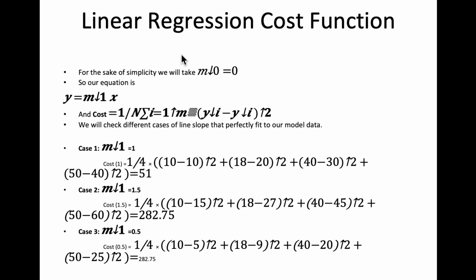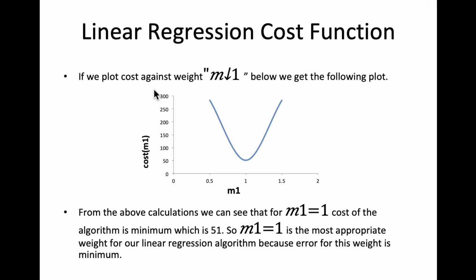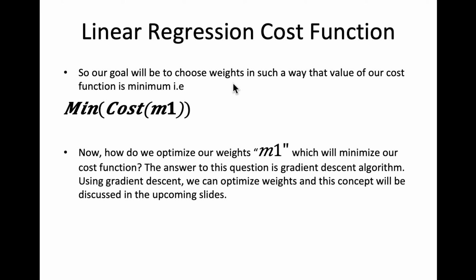And this is how the cost function works. I'm not going to go into the mathematics of this because this is something you can understand. From this we can say M1, the algorithm is minimum at 1. So M1 is equal to 1 is the most appropriate weight for our linear regression algorithm because the error at this weight is the lowest. This is something we try to identify iteratively, like so. And where we get the lowest value of the cost, that is the M1 value we go in for. So our goal will be to choose weights in such a way that our cost function is minimum.